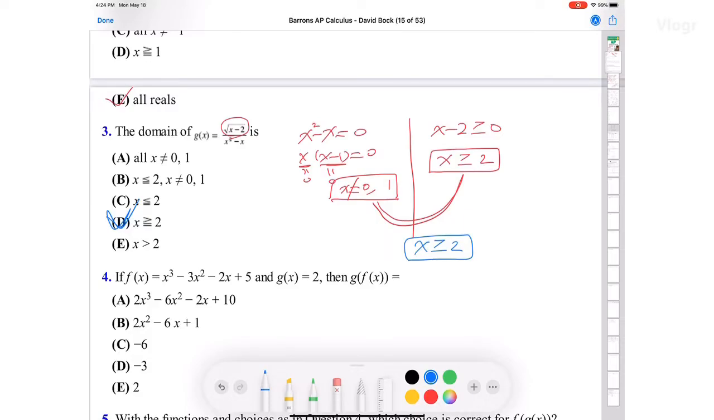Number 4 is about composition of functions. Okay, f of g of x or g of f of x.